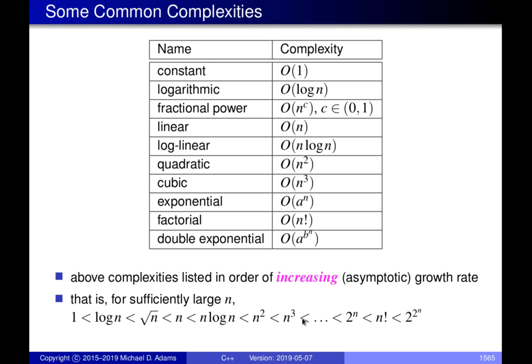In terms of some common complexities that occur in algorithms, I've listed them here in this table in increasing order of badness. The thing we typically like most is constant complexity. In other words, regardless of how big the problem size is, the algorithm takes the same amount of time. It's independent of the problem size, which is the best you can do. At the other end, we have double exponential, which grows really rapidly with respect to the problem size. These are ordered in the way that's shown at the bottom of the slide. If you make n sufficiently large, these inequalities will hold.